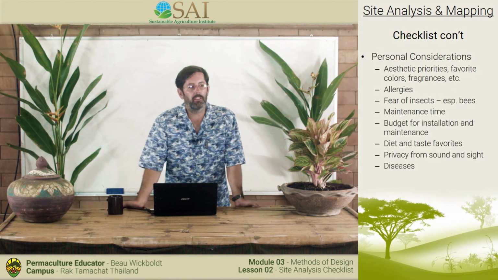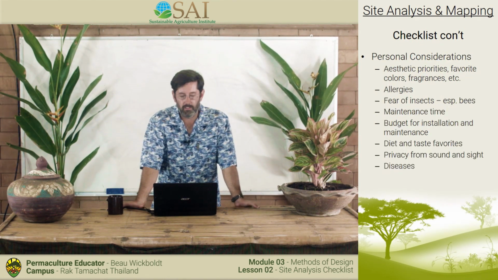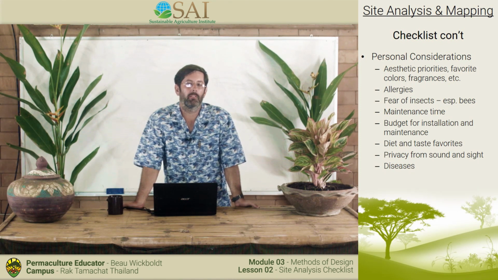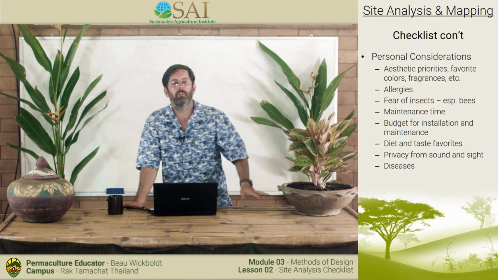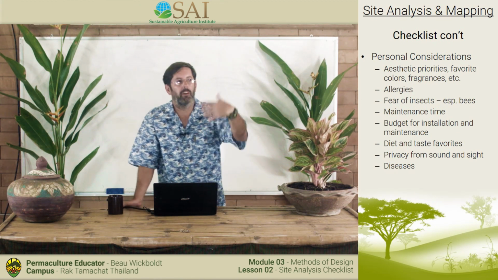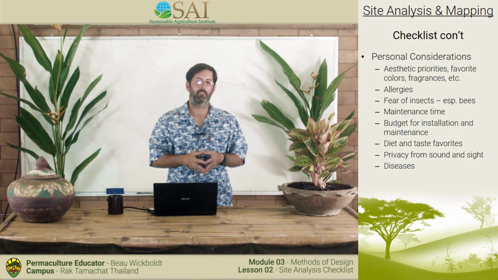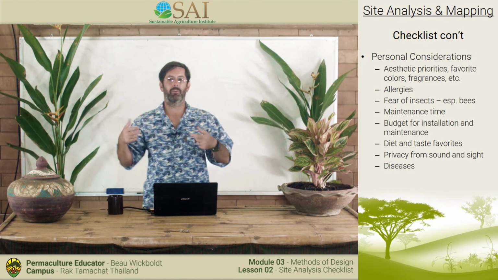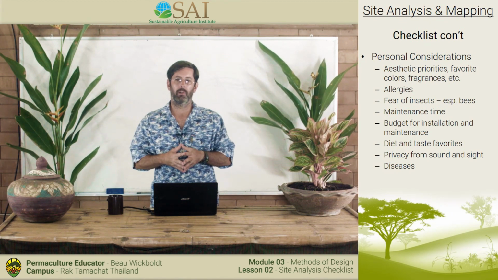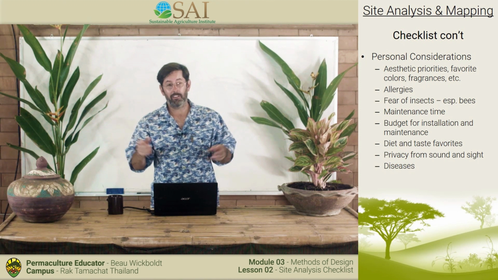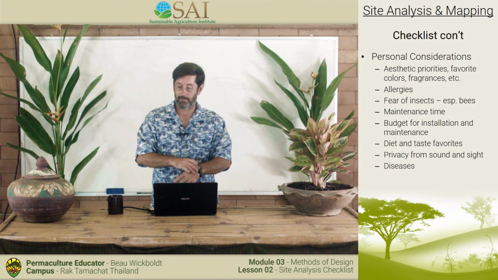And personal considerations. What are your aesthetics? What are your favorite colors? What's your favorite scent? Maybe you like jasmine. Right next to your front door, you can plant jasmine plants, and then every day you have this nice fragrance. What if you have allergies? Oh, I want to do farming, I want to do permaculture, but I have pollen problems, right? Or fear of insects, because farming is a lot of bugs.